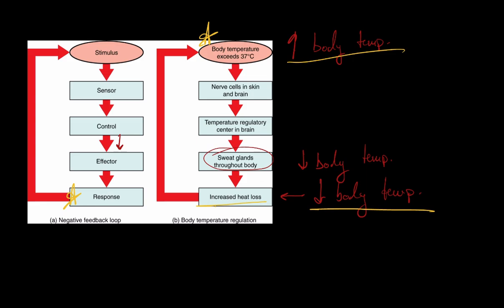Okay, you could apply this to other examples: blood sugar, heart rate, blood pressure. You could apply this to many different examples, but you're going to have the same events. You're going to have a stimulus, you're going to have a receptor, you're going to have a control center, you're always going to have an effector that brings about the change, and then you're going to have the response itself, which again is going to be the opposite of what the initial stimulus was, right?